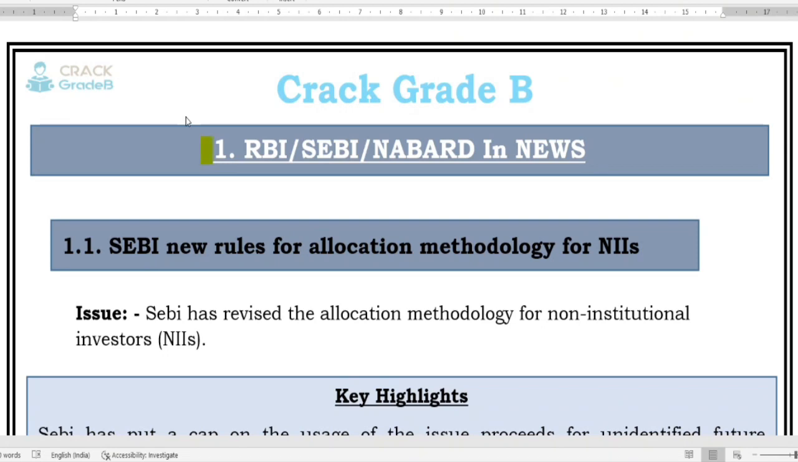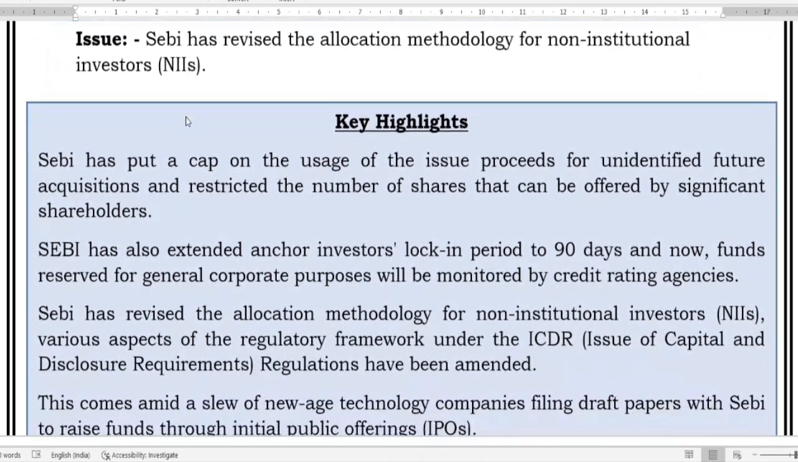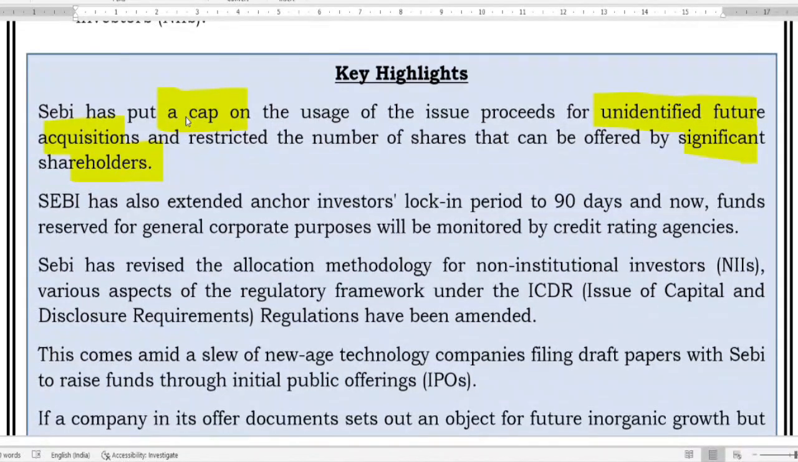First, we will see the head RBI, SEBI, NABARD news. Let's begin. SEBI's new rule for allocation methodology for NII, non-institutional investors. What SEBI has done is put a cap on the usage of proceeds for unidentified future acquisitions and restricted the number of shares that can be offered by significant shareholders. Right, so this is again putting a compliance. SEBI has also extended the anchor investor locking period to 90 days now.